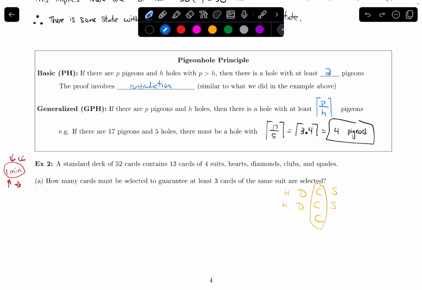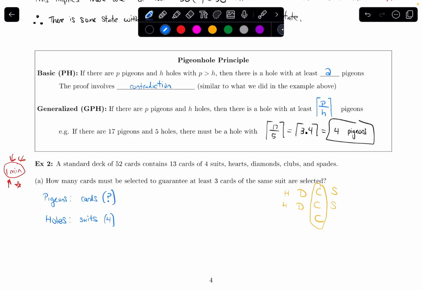So we can use the pigeonhole principle. To do that, let's identify the pigeons and the holes. The pigeons for this problem are the cards. Those are what we're selecting. And we're trying to place them into suits, to categorize them by their suits. So the suits are going to represent the holes here. I know how many holes there are: 4, because there's 4 suits. But the number of cards is an unknown, so I'll put a question mark there.